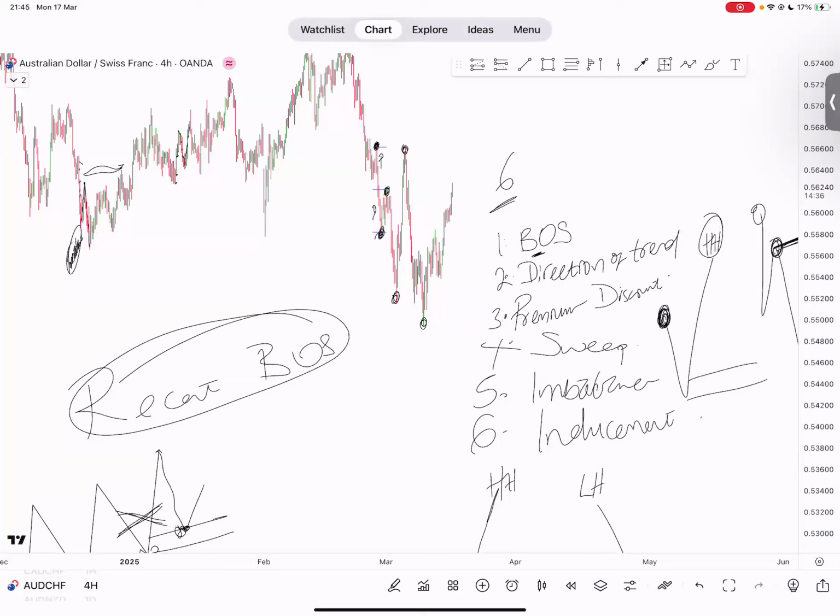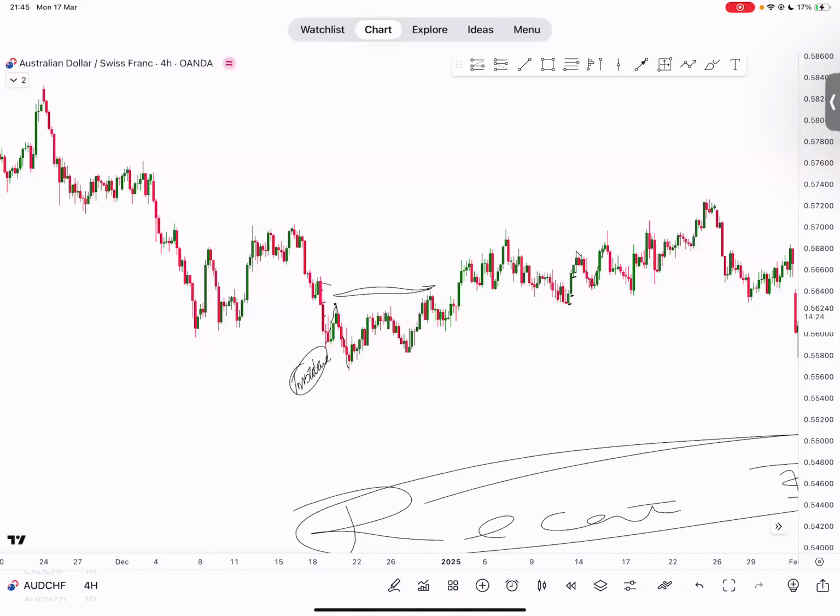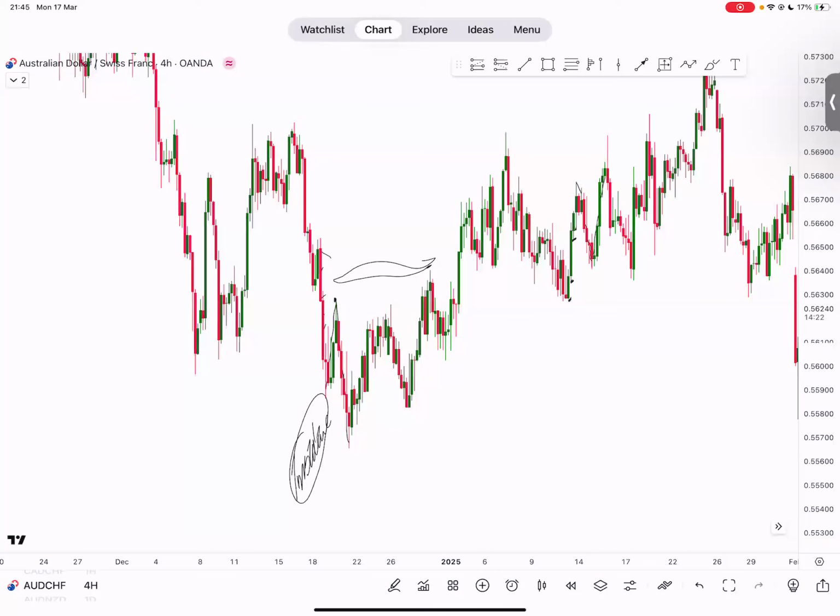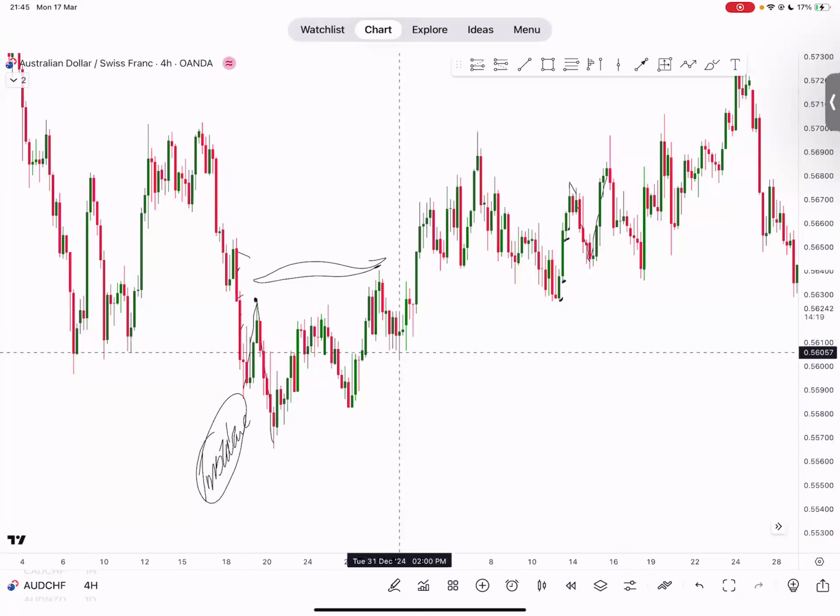Breaking structure, I told you, is taking out the previous high in an uptrend or taking out the previous low in a downtrend. And then the next one is the premium and discount. I already told you guys how to mark out the premium and discount. Any price leg you're looking at, let's say in this case, this is an area of consideration for us.